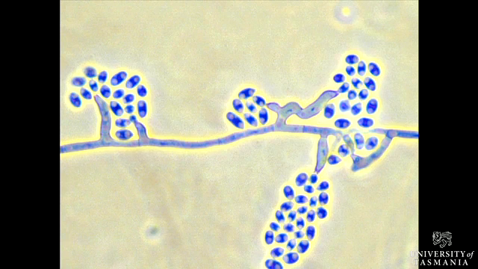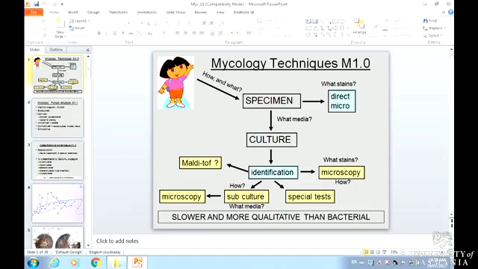Phialide means vase-shaped specialised conidiophore. So a phialide is a certain subtype of conidiophore. It's a branch of the hyphae with a specialised function to make conidia. There you go, finished.